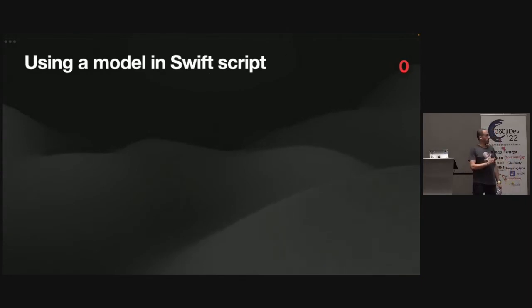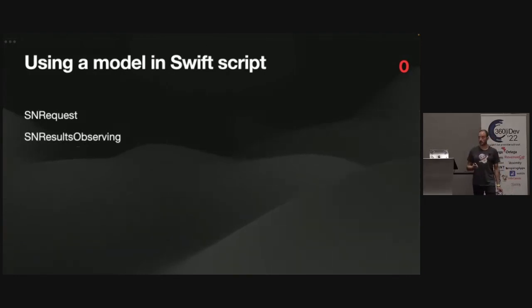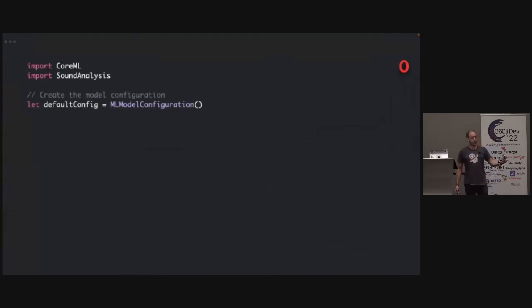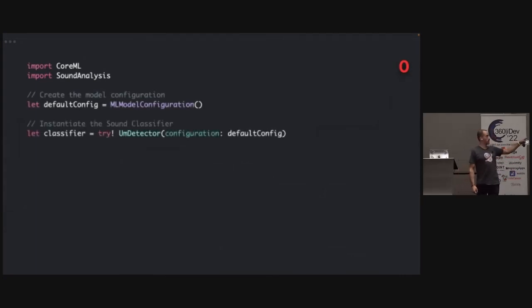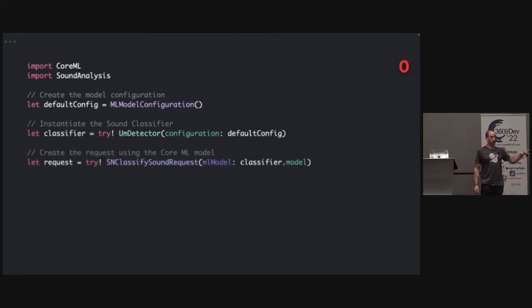So to use a model in a Swift script, you need three things. You need an SNRequest, you need SNResultsObserving, and you need an SNAudioFileAnalyzer. First, we'll create the request. I'm going to go through this quickly because, again, it's not about code. We are going to take the default configuration for the ML model. We're going to instantiate our sound classifier, which is called the Detector. We're going to create a sound request from that Core ML model.